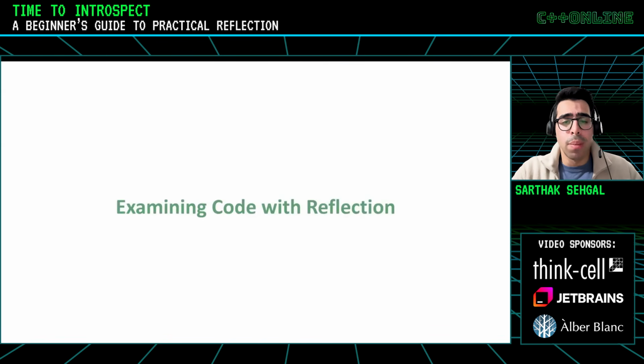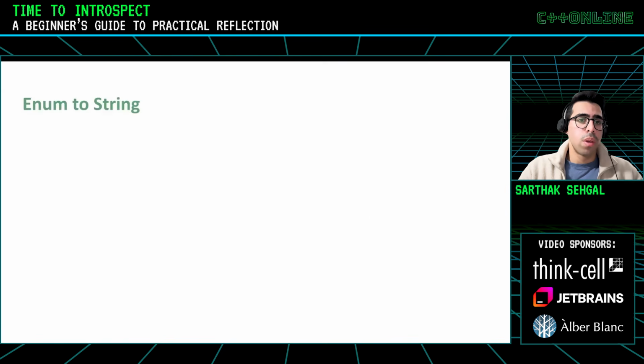With that, let's have a look at some examples using reflection. We've seen previously an example of enumerating over a list of enums using enumerators of and then printing it out on standard output. But let's try to build enum to string. And I'll do a quick time check. Okay, I think I've got enough time.